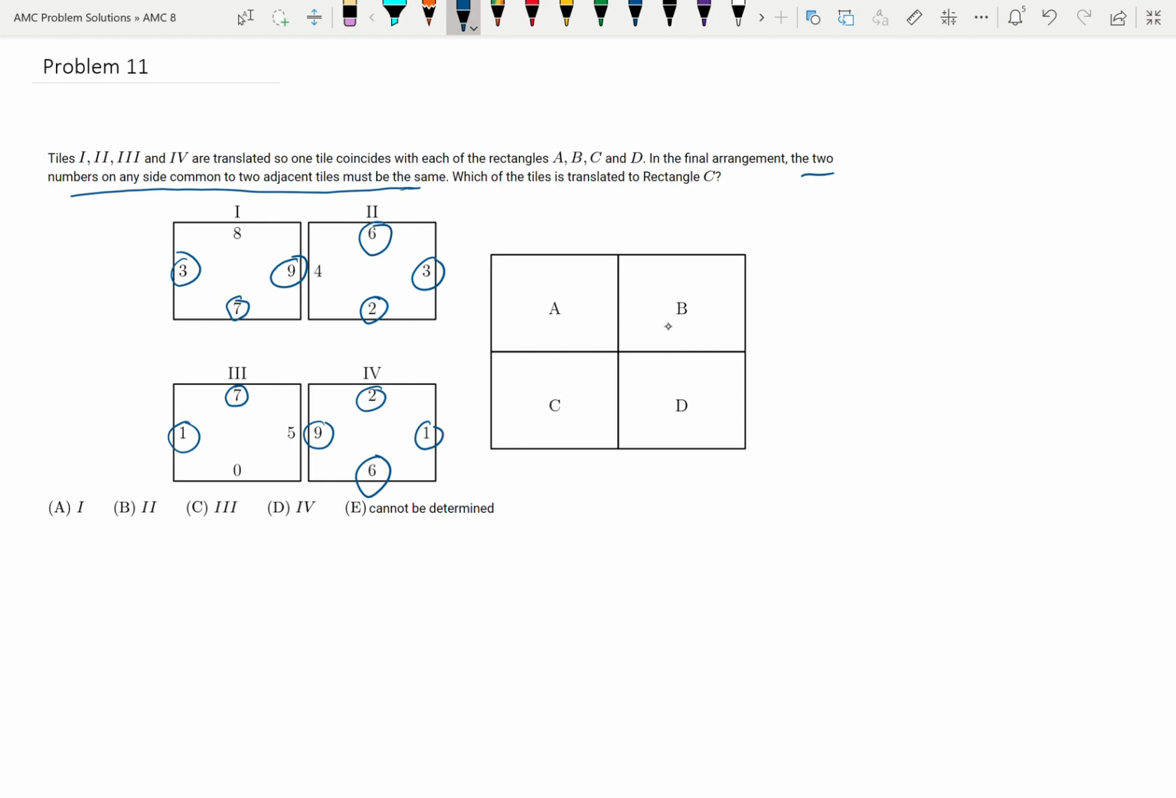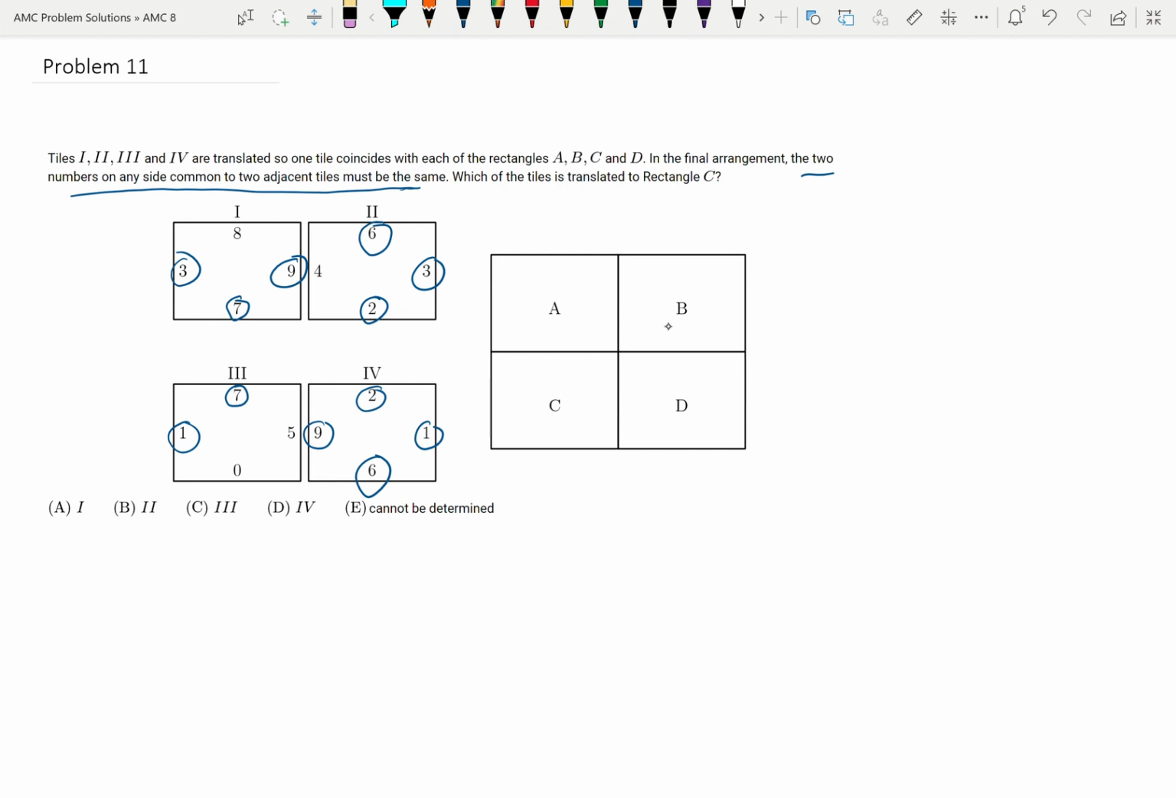So we're wondering which one can go in tile C. Well, that means that the number on top, so this number has to have a common pair with another tile, and then this number does as well. So looking at all of these tiles that have that spot and that spot filled with a number that shows up twice, well, that could potentially be tile 4, or it could be tile 2.